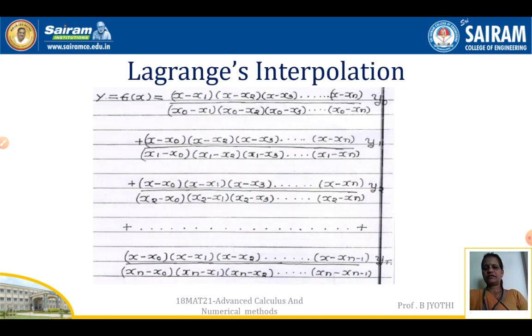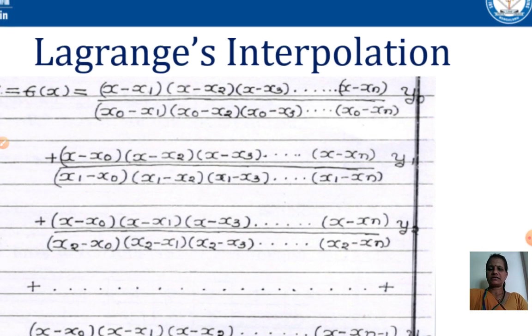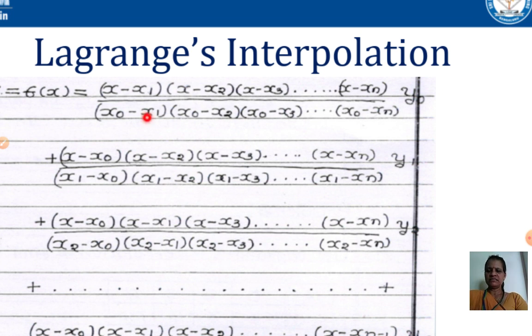So the formula for Lagrange's interpolation is y equals f of x, given by (x minus x1)(x minus x2)(x minus x3) etc. up to (x minus xn), divided by (x0 minus x1)(x0 minus x2)(x0 minus x3) etc. up to (x0 minus xn), into y0. In the first term we can observe that it starts from 1, 2, 3, etc., leaving x0. So the denominator has x0 minus each of these values, and y0 is multiplied.